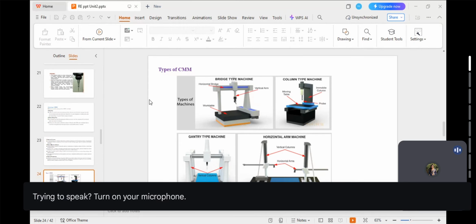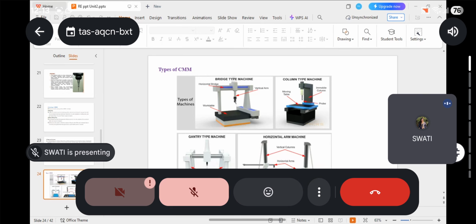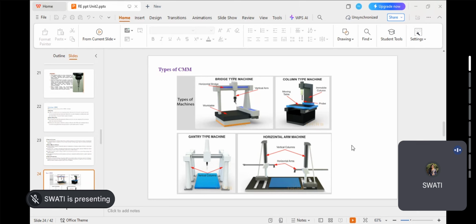The direction of the movement of the arm is shown in figure 8. So movement will be in the X, Y and Z direction. So this will be the Z direction, and the other two are X and Y directions.